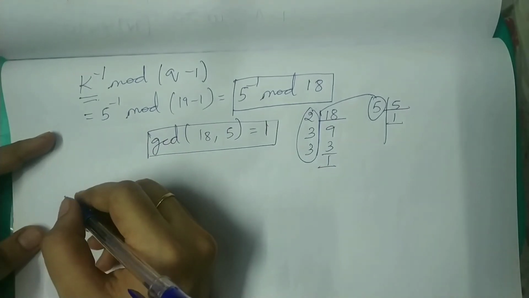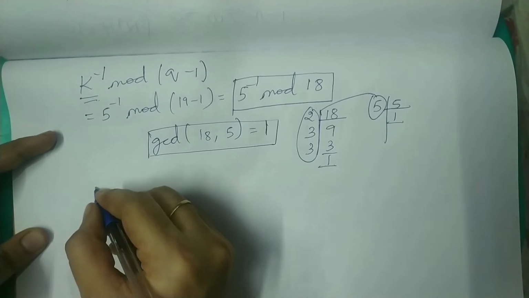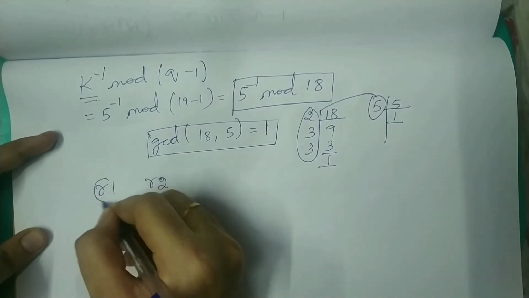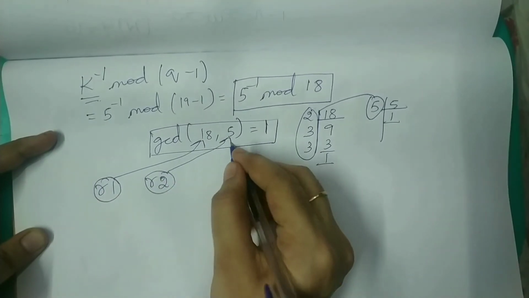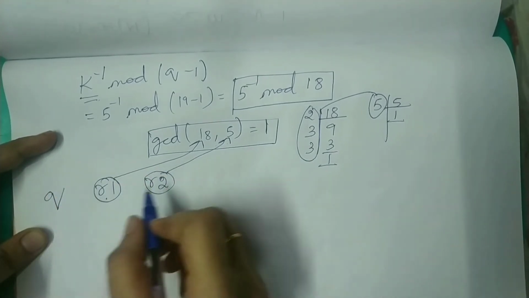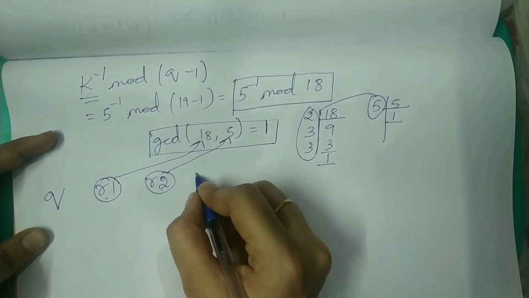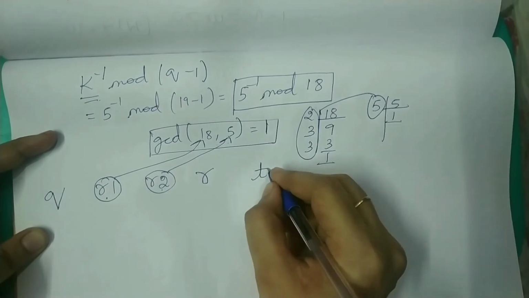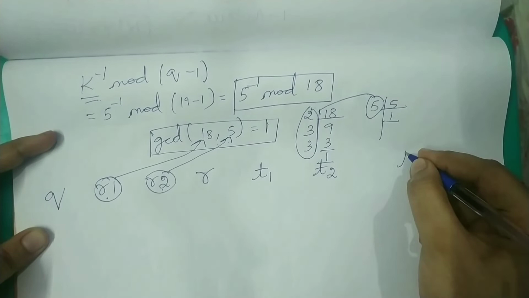So now first we need to draw a table for this. R1, R2. This R1 is the first value. R2 is the second value in this GCD. This is the quotient. When you divide R1 by R2, you'll get a quotient that you should write here. And then you'll get a remainder that you must write over here. Next is T1. Next is T2. And the last one is T.